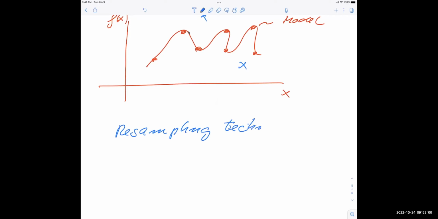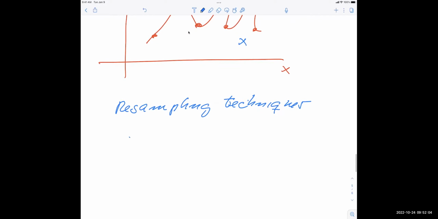there are 2 basic techniques which are widely used in machine learning. One is called the bootstrap, and the other technique is called cross-validation. There are other ways of resampling data.